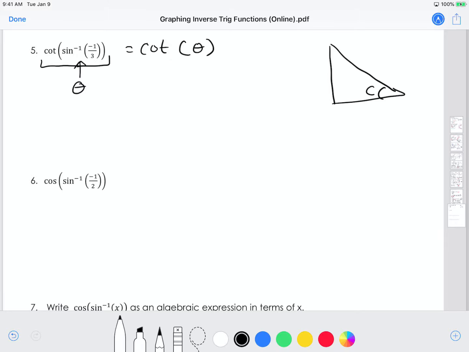So I'm going to label theta as this angle here. And sine is opposite over hypotenuse. So this is going to be 1 and this is going to be 3. Keeping in mind that this angle has to be in the 4th quadrant. Because remember, when we're dealing with inverse sine, we're dealing with quadrant 1 and quadrant 4. And sine isn't negative in the 1st quadrant. It's negative in the 4th quadrant. So that angle is going to be in the 4th quadrant.